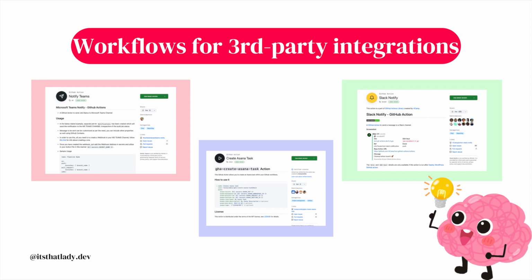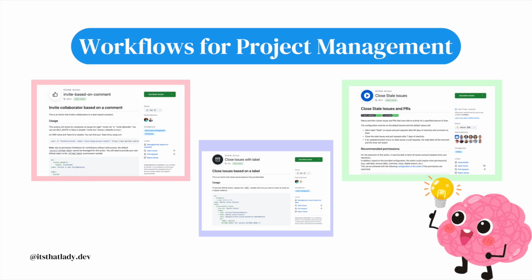We have an action to integrate GitHub with Asana. That would be good as well. We have actions for project management. We have an invite-based comment. So if you leave a specific comment on a repository, you can be invited to the repository or an organization. There's an action for that. We have a close issue based on a label. So if an issue is labeled a certain way, GitHub Actions can automatically sense that event and close that issue for you.